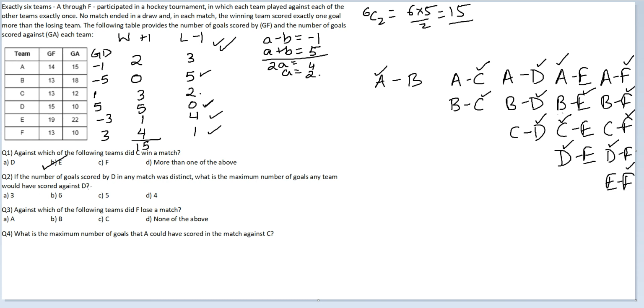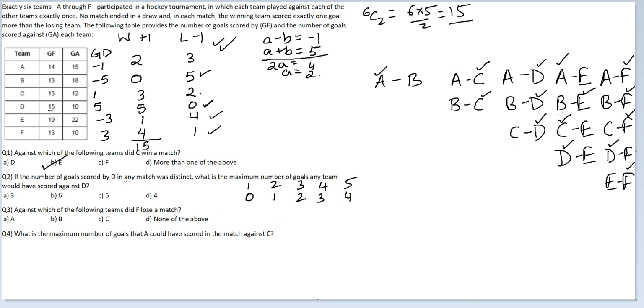Question number 2. If the number of goals scored by D in any match were distinct, what is the maximum number of goals any team would have scored against D? Look at the number of goals scored by D. If the scores by him in every match are distinct, it can only be 1, 2, 3, 4, 5. He's winning all matches, so he will score a positive number of goals. And the sum of the first 5 natural numbers is 15 itself. So he has scored 1, 2, 3, 4, 5, and thereby his opponents would score 0, 1, 2, 3, 4.